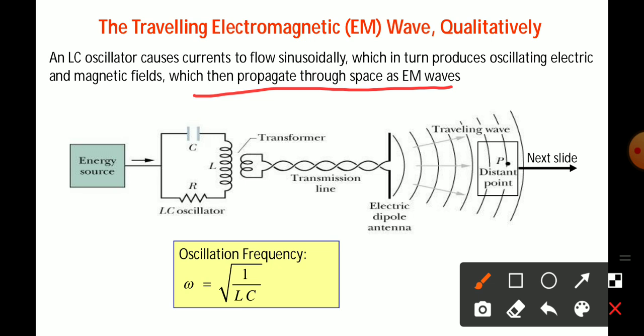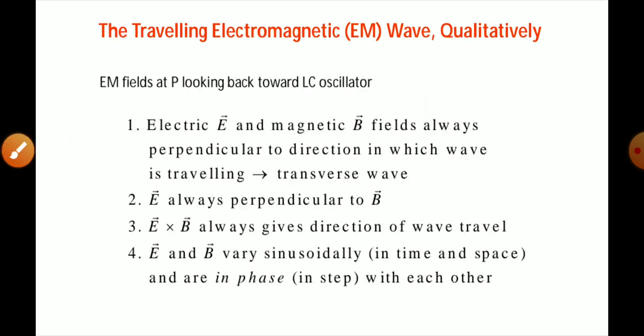So if we consider an LC oscillator, its oscillation frequency will be defined as omega is equal to root over of 1 by LC. This is the basic arrangement. By this basic arrangement, the electromagnetic wave as a traveling wave can be considered. For the traveling electromagnetic wave, consider the EM field at point P back toward the LC oscillator.